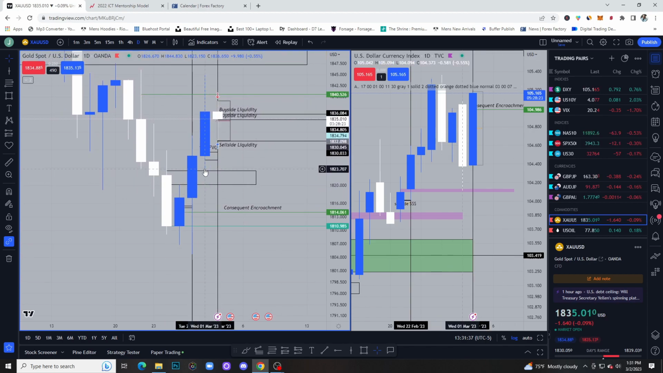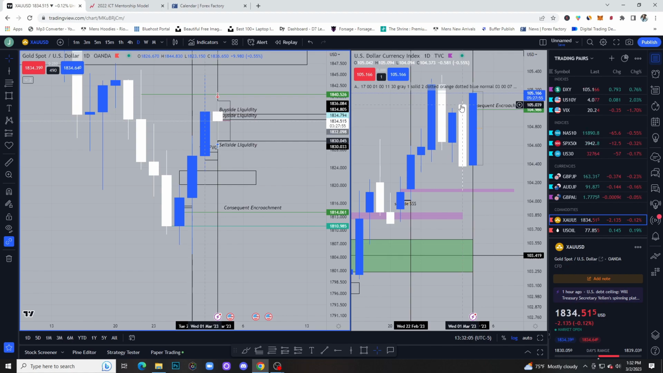yesterday we formed a fair value gap in this area right here. This is a daily fair value gap that was formed as of yesterday's trading. So yesterday's volume imbalance trigger here on the US dollar. Yeah, so yesterday's volume imbalance here, right? So basically this candle right here.